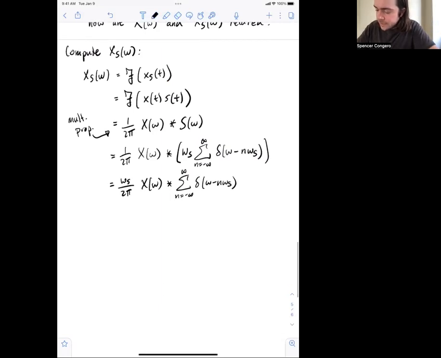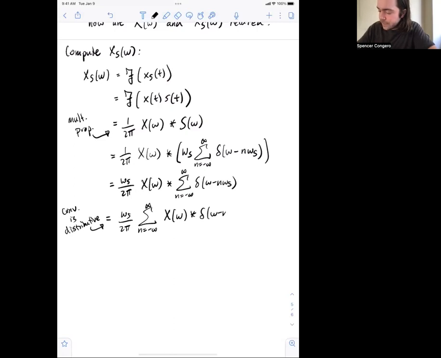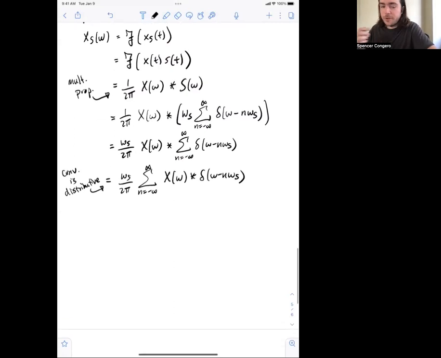Okay, and what else can we use? What other properties of convolution? Well, right now we have x of omega convolved with a big sum. We know that convolution is distributive. And so I can actually distribute that x of omega into the sum and say x of omega convolved with a sum is really just the sum of the convolutions. This is a good review of a lot of useful convolution properties.